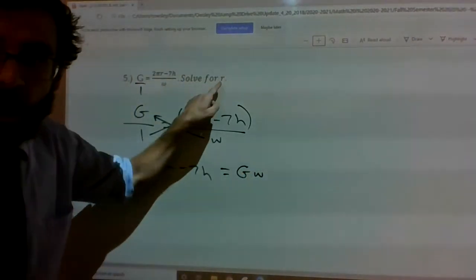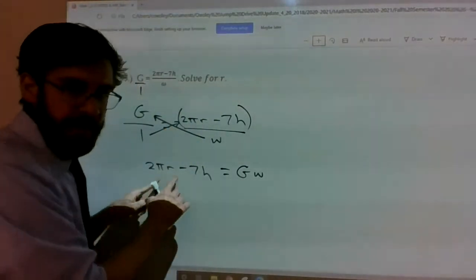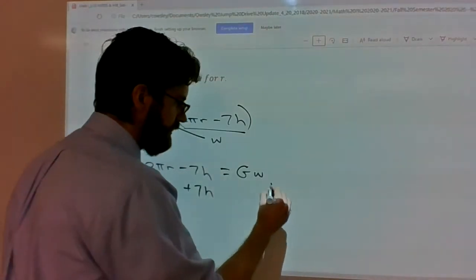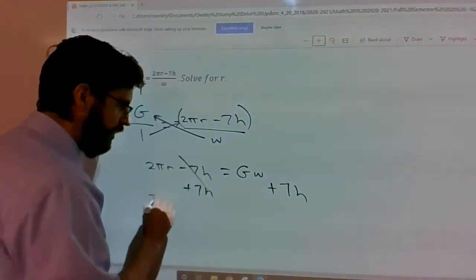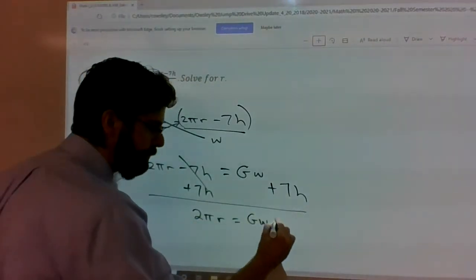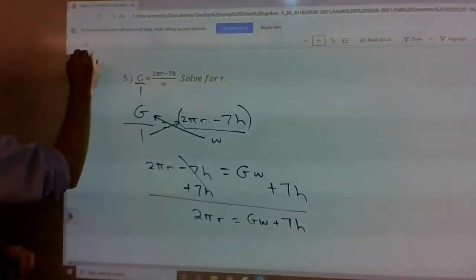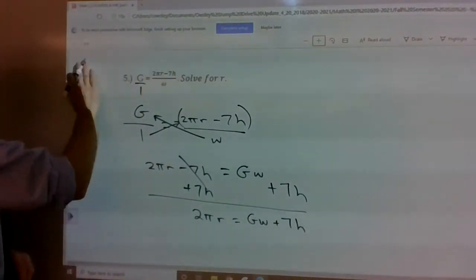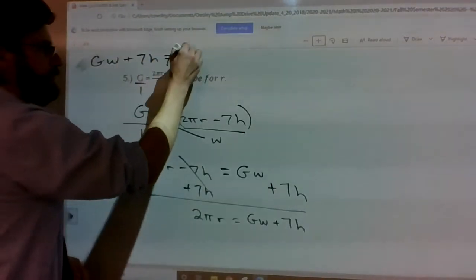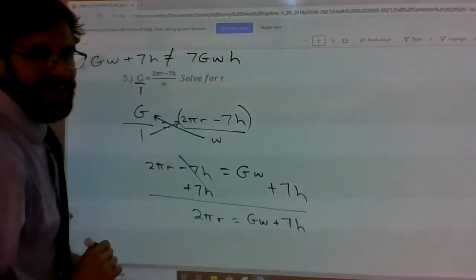You're trying to get r by itself, which means this minus 7h is not connected to the r. Get rid of it. Move it to the other side. It's gone. So you have 2 pi r equals GW plus 7h. GW plus 7h does not equal 7GWH. Not true, so don't try to make that happen.